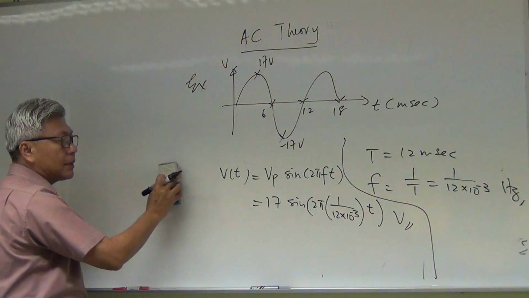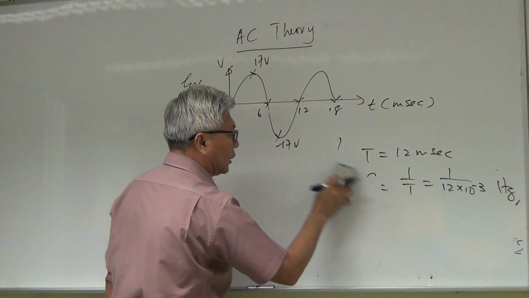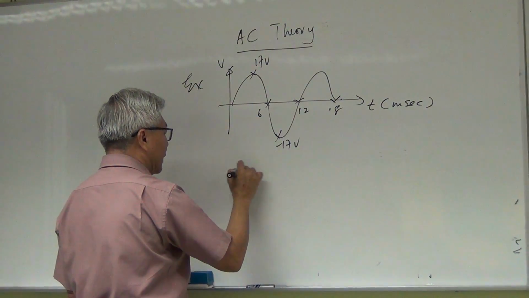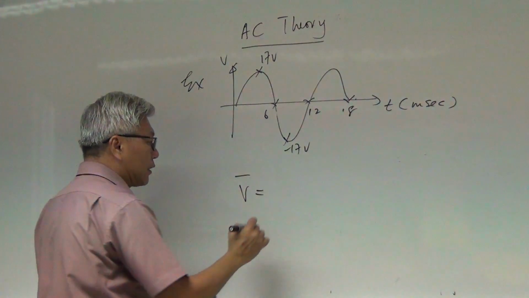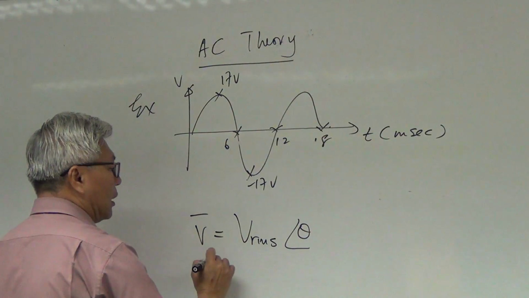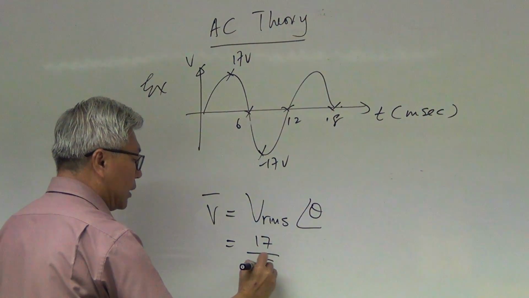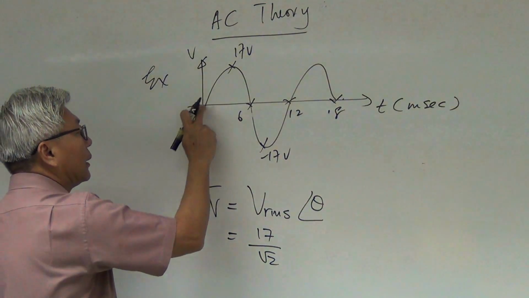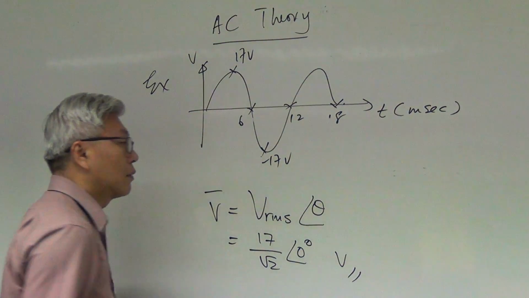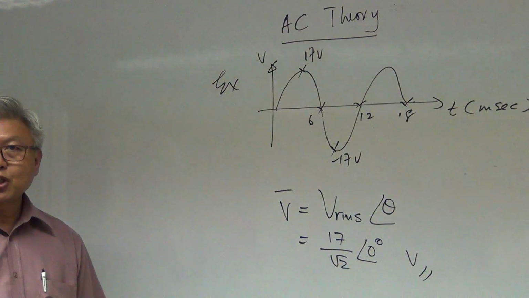Next, the same sinusoidal expression, I ask you to make it into a phasor form for me. Alright, I want it to be in phasor form. So what is a phasor form? It's VRMS and then theta. Am I right? So what's the VRMS value of this sine wave? 17 divided by square root 2. And what's the angle? Because it starts with 0 degrees, it's therefore 0 degrees. Okay? So that's the phasor form.